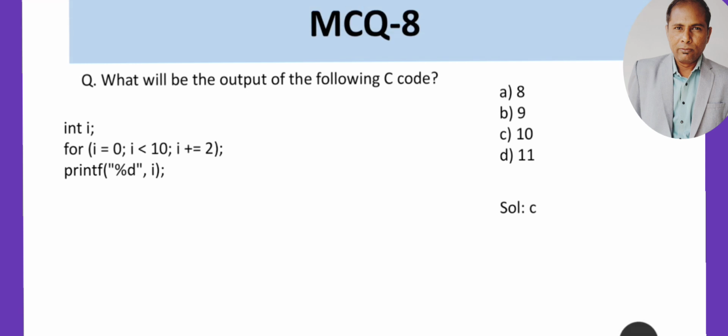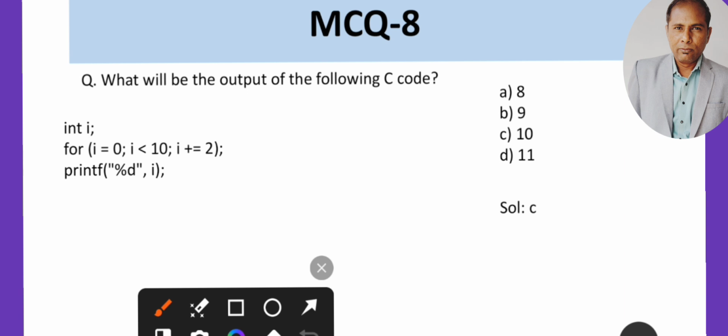Now if we talk about question number 8, what will be the output of the C code? Here the for loop starts from 0, for i equal to 0. The loop runs while i is less than 10, and it is incremented by 2, but here a semicolon is used, so the for loop is terminated. Inside, i will be incremented. So i will become 0, then 2, incrementing by 2.